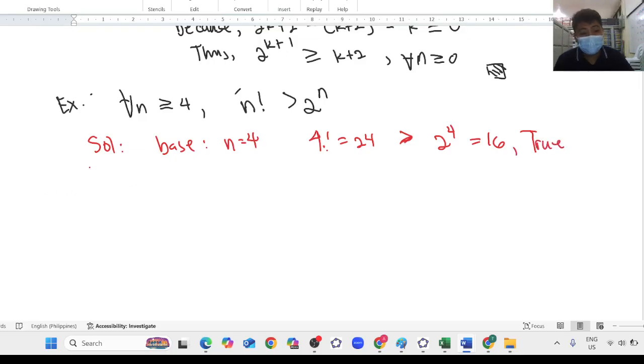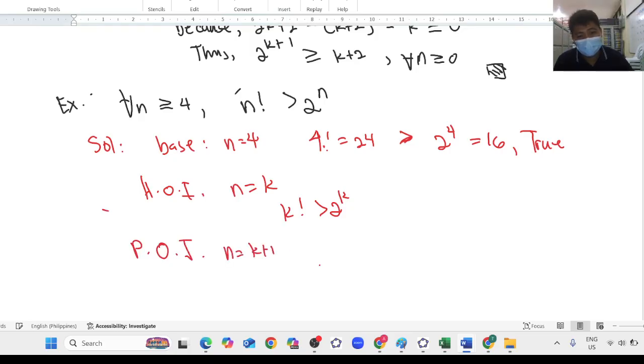Okay, so for the hypothesis of induction, we have n is equal to k. So we have k factorial greater than 2 raised to k. Then we have the induction step, n is equal to k plus 1: k plus 1 factorial is greater than 2 raised to k plus 1.